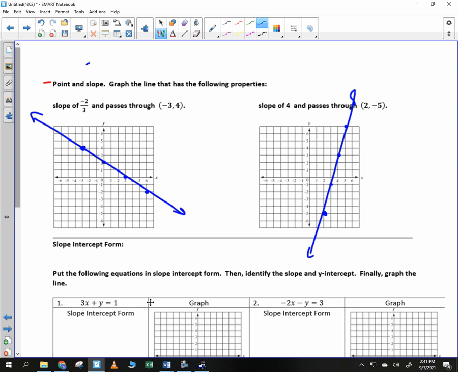See where I got the coordinate 2, negative 5? That's where I start. And then it says the slope of 4. 4 is a fraction, it's 4 over 1. So it's a rise of 4 and a run of 1. Is that better?